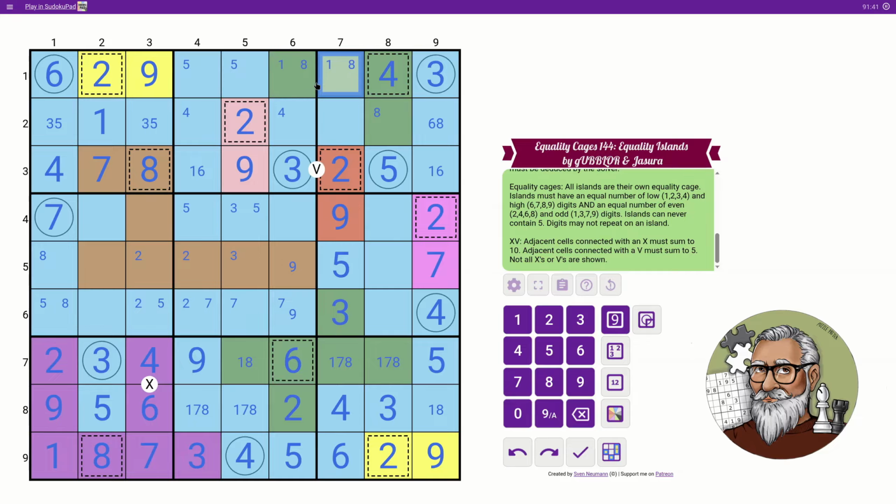I can't have 1 and 8 in both of these, right? Because if that's 1 and that's 8, then both of these are 6. So this is definitely from 1, 8. Progress. This is definitely from 1, 8.